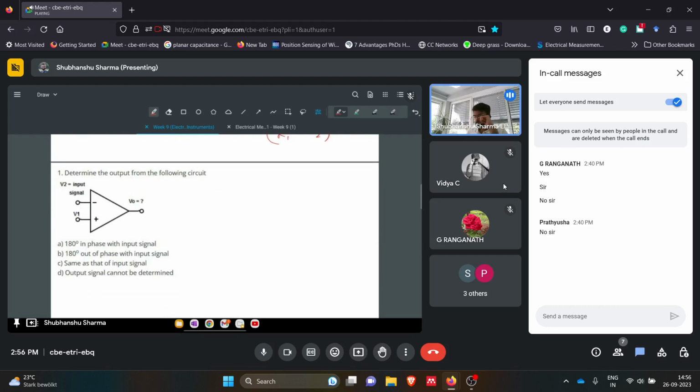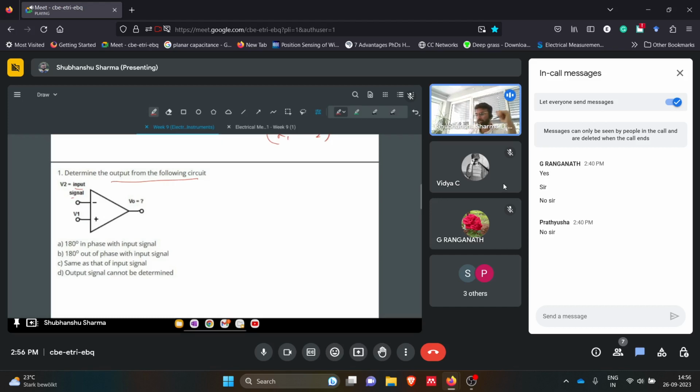So read the question. Determine the output from the following circuit. You can answer in the chat box also. This is easy. And they're saying there is an input signal V2. Determine the output from the following circuit. So you have to tell, is it 180-degree in phase with input signal, 180-degree out of phase with input signal, same as that of the input signal, or output signal cannot be determined. So what do you think will be the answer for this question? It's easy.